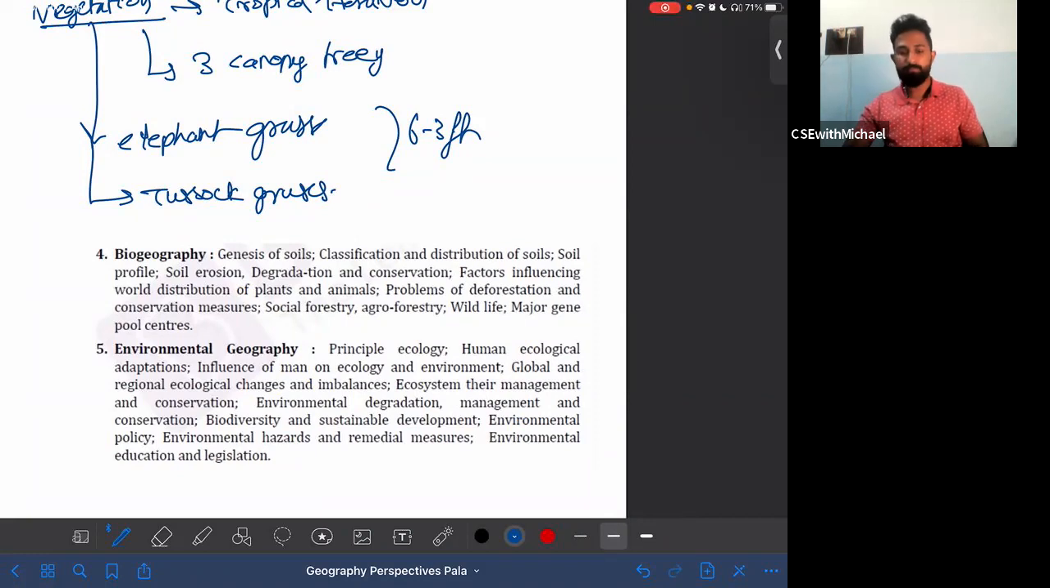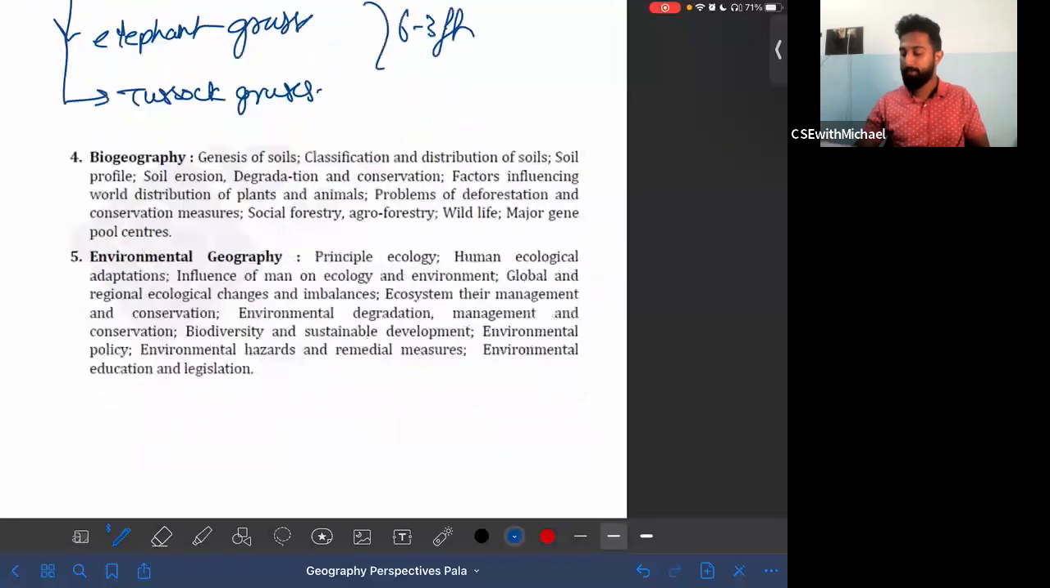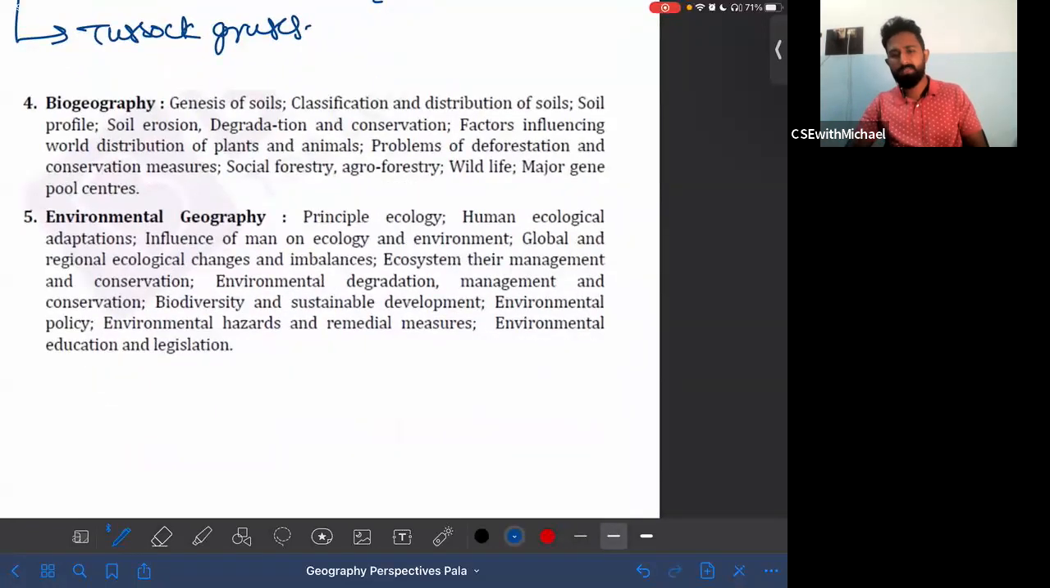All right. So the next one we have is environmental geography. Environmental geography, as I said, has a more limited pattern of questions. The pattern of the questions that are being asked is very limited. Even some of the major issues like, for example, global and regional changes and imbalance, mostly climate change. We all expect questions on climate change and things like that, but very few questions have been asked in that regard. Principles of ecology, few questions were asked. Human ecological adaptations, very few questions.